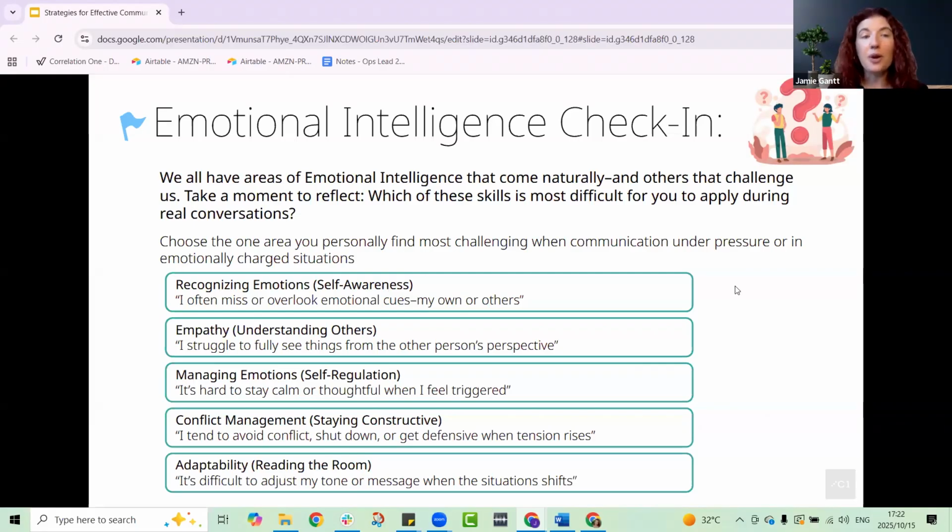I can say for me, one of my biggest areas of challenge is managing emotions and sometimes adaptability. These are things that I personally struggle with myself. If I am triggered, it can be very challenging for me to create space. So we're going to go over the STOP framework in just a minute, but that is my go-to actually. It's such a great framework because I do sometimes have trouble.